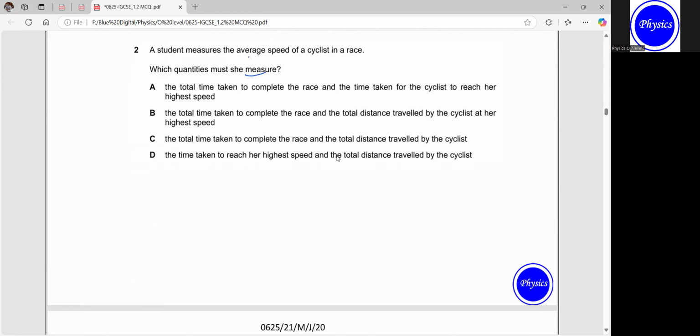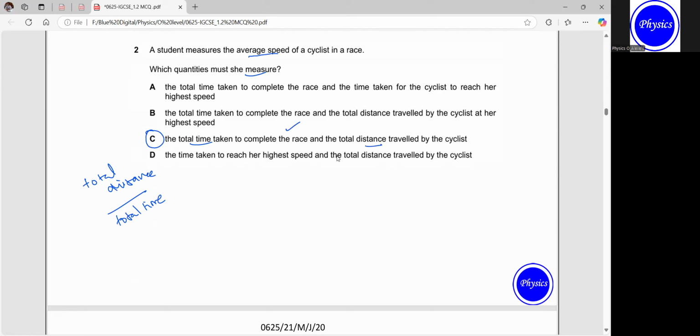So she's going to measure the average speed. You remember the formula for average speed? It is total distance divided by total time. So what are the things she needs? So it's C, yes or no? The total time taken to complete the race and the total distance. Yeah, so these two things.